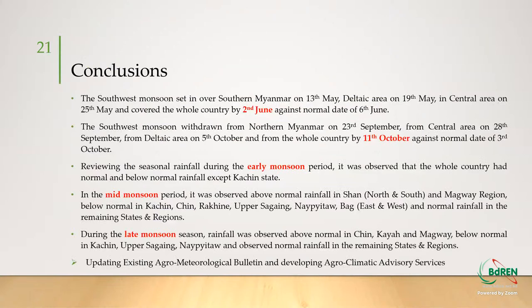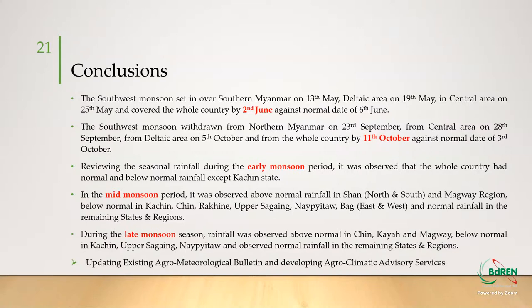This is my conclusion. The Southwest Monsoon set in over southern Myanmar on 30 May, the Delta area on 20 May, and central area on 25 May. For the whole of Myanmar it was observed on 2nd June, but compared with the normal date of 6th June, it was 4 days earlier than normal. The second is the Southwest Monsoon withdrawal from Myanmar.